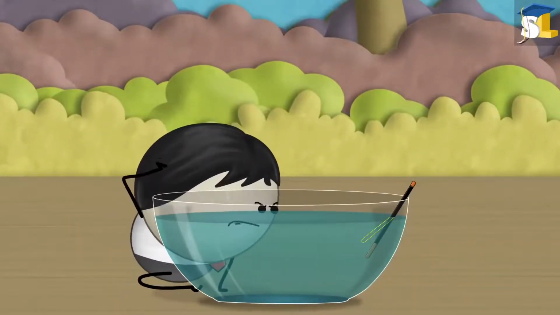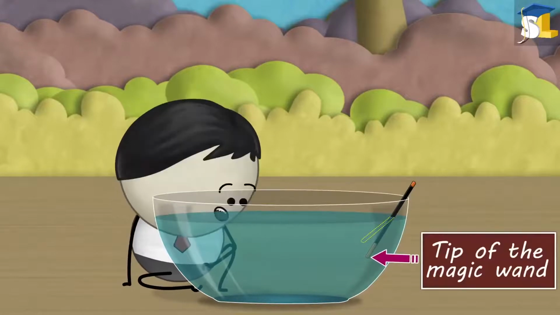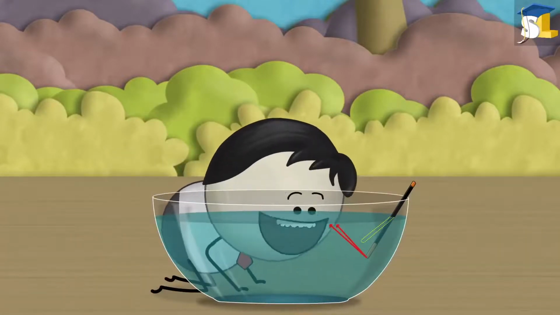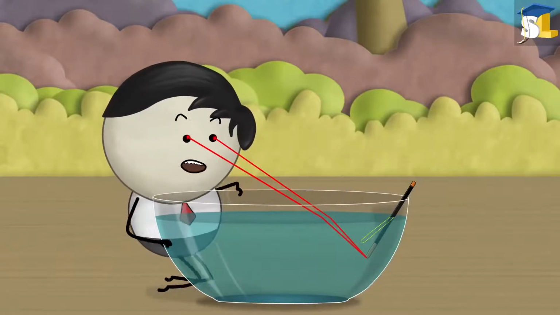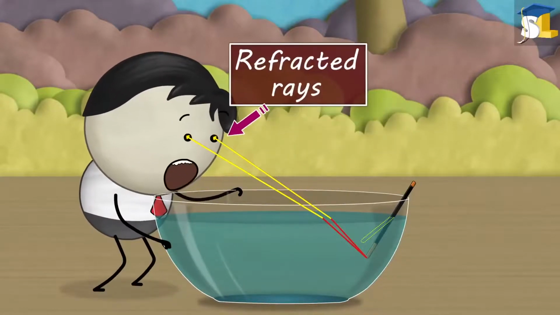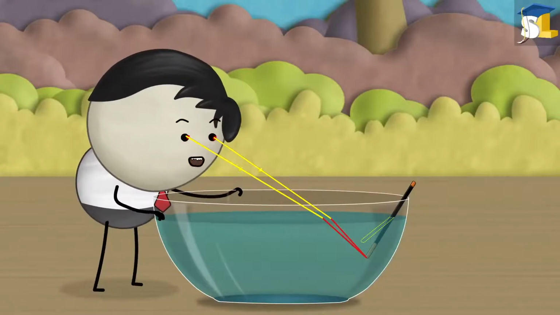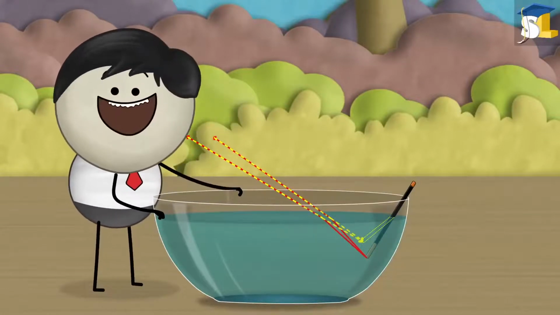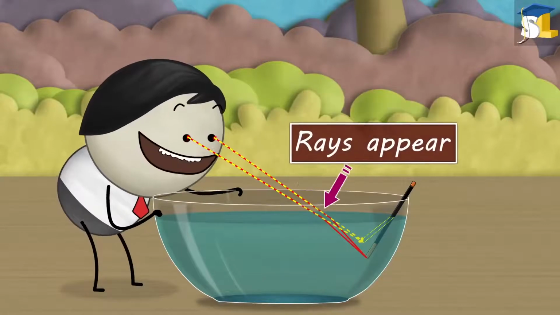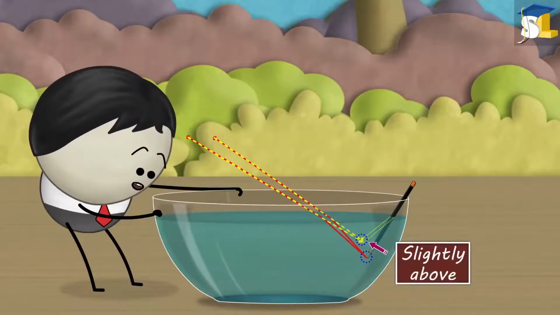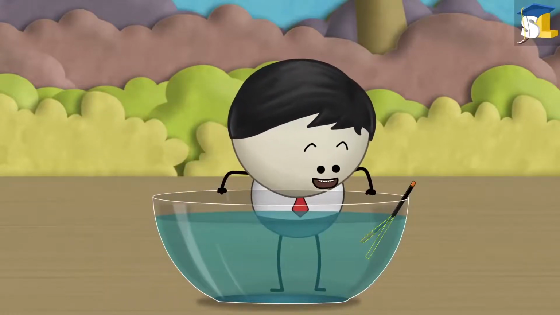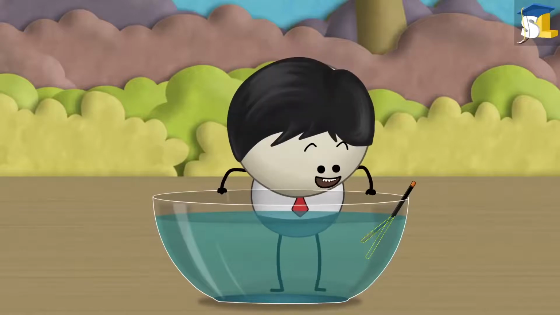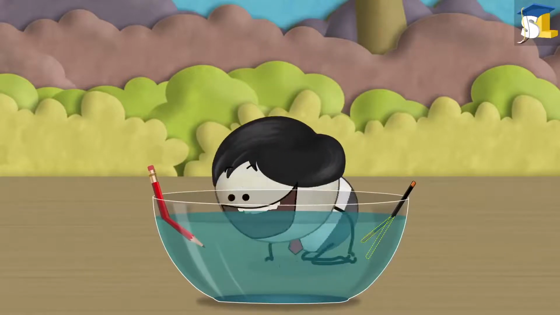When the light rays coming from the tip of the magic wand pass from water to air, they change their direction. That is, they get refracted. When these refracted rays reach our eyes, trace them backward as straight lines. Due to this, the rays appear to come from a point slightly above the original position. Hence, the magic wand appears to be bent in water. Similarly, like the magic wand, a pencil appears to be bent in water.